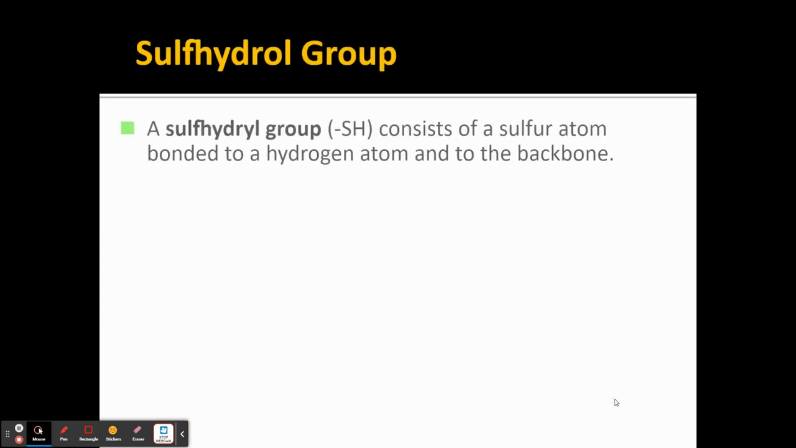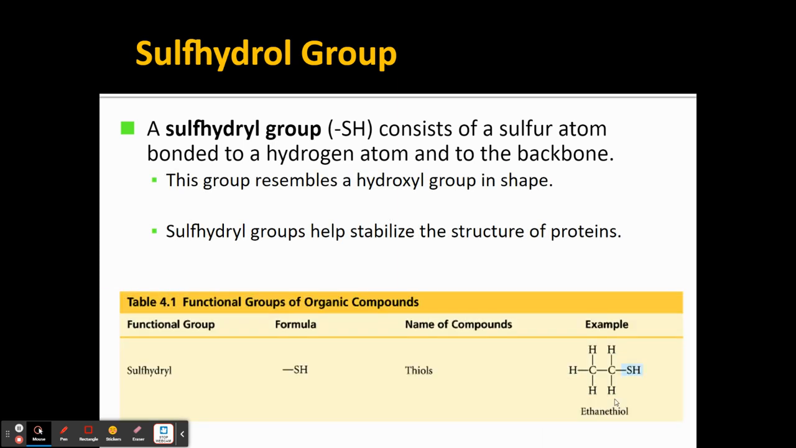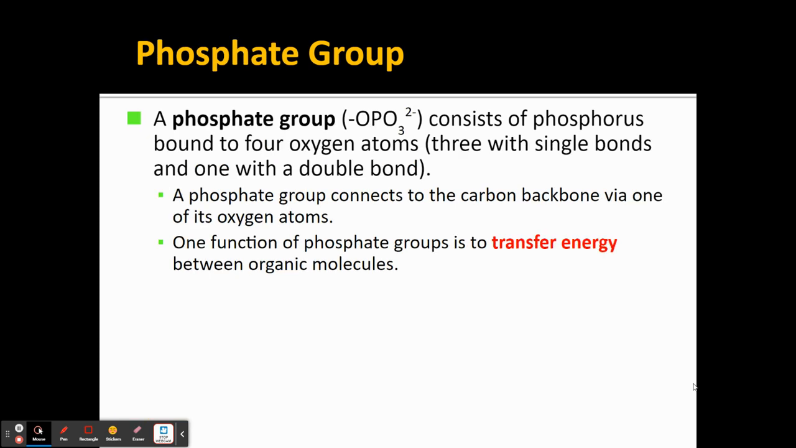Sulfhydryl groups, we'll talk about these more when we talk about proteins, but they're similar to an OH group. They can make a molecule polar in water, and they play a big role in the structure of proteins, because they can actually form a covalent bond from one amino acid to another in something that we call a disulfide bridge. Di meaning two, sulfide meaning the sulfur molecules there. So that's where they are important.